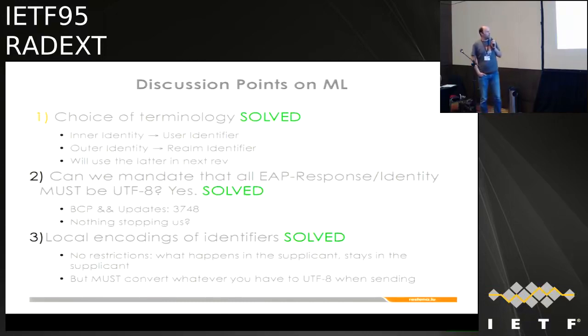Then the other point was, can we actually tell RFC 3748 that everything has to be UTF-8 at this point? It's arguably slightly beyond our mandate, because we are only supposed to care about EAP if it is transported over a AAA transport, but most of the time it is, and actually Bernard Aboba said it would be better if somebody actually made that global statement and said, okay, EAP response identity is always, under all circumstances, UTF-8, or you're doing something wrong. So we can have an updates relationship to 3748, and we can just write it in there, and that should be it.